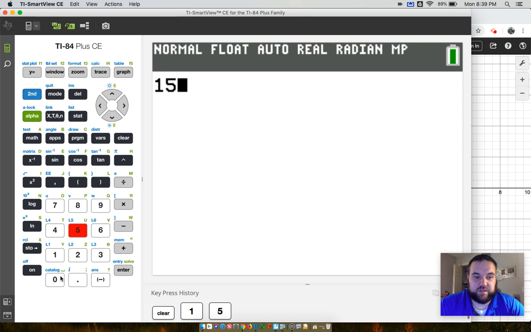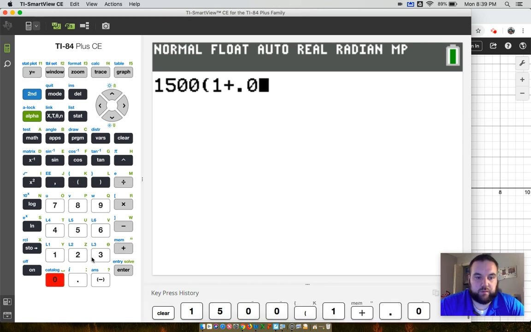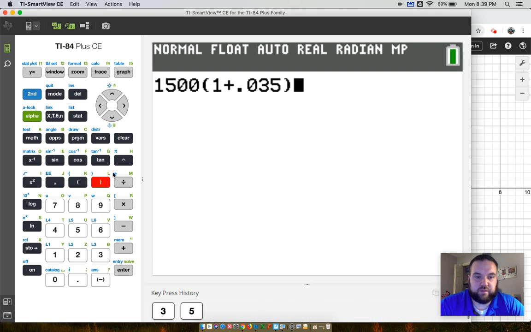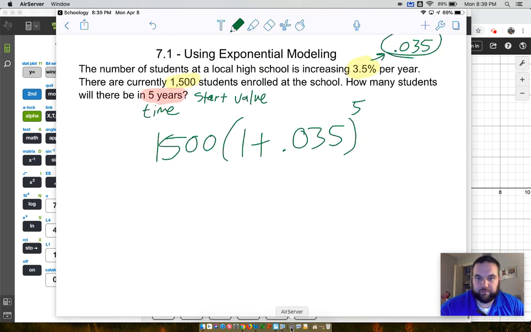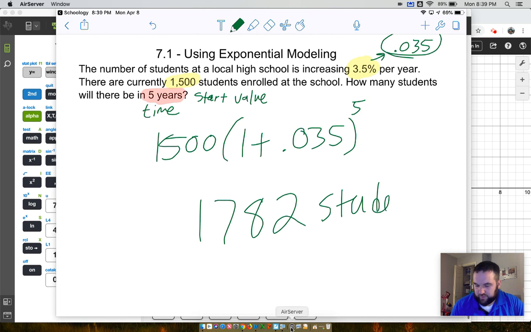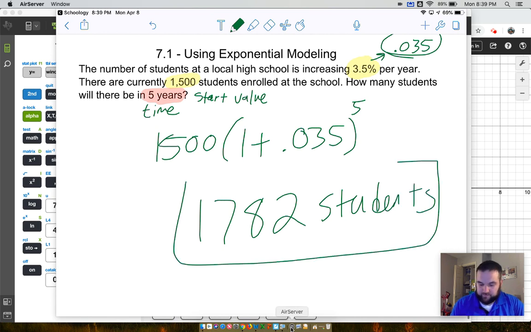The rest of it can just be typed directly into the calculator. 1 plus 0.035 raised to the 5th power. Okay, and there we get an enrollment of 1781.52. Since we're talking students, we're going to round that to the nearest whole number. So about 1,782 students will be the population in 5 years.